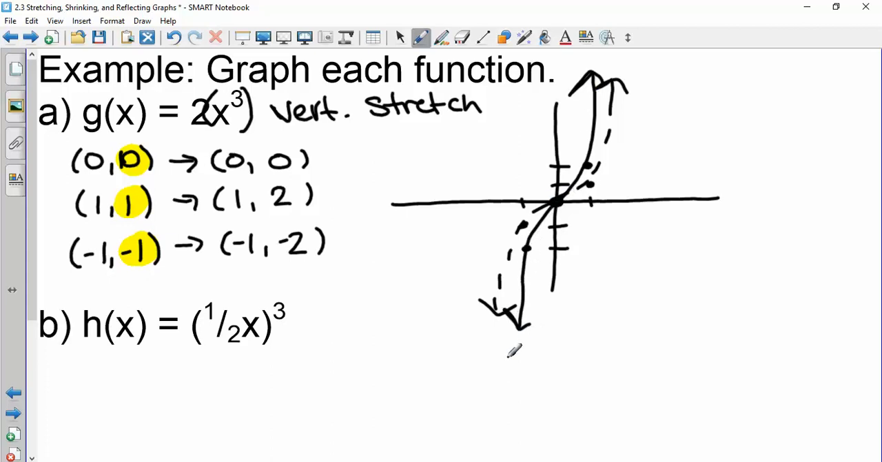Just like if I stretch my rubber band, it's going to get tall and skinny. Okay, the basic shape doesn't change, just those points on the graph. It's getting taller faster because I'm multiplying by 2. Questions there? Let's look at the next one.